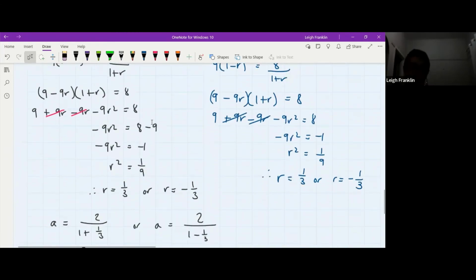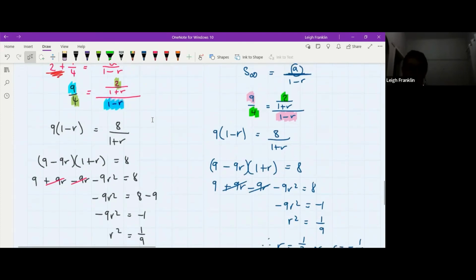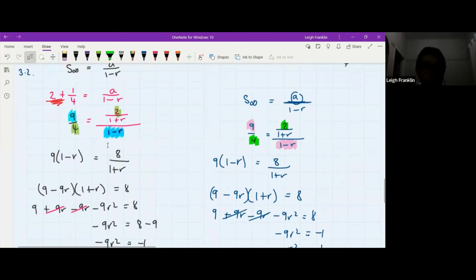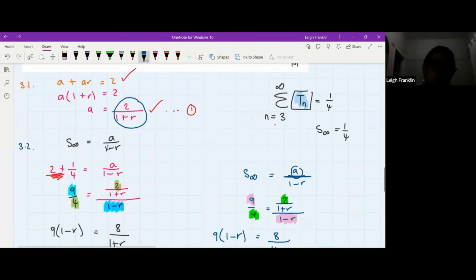Does that make more sense, Noxie? Yes, thank you, ma'am. All right, no problem. And then you would just go and sub back into what you derived in 3.1 for a, which is this over here. And then you need to go and sub those r values back in there. And that's how you would do that question.